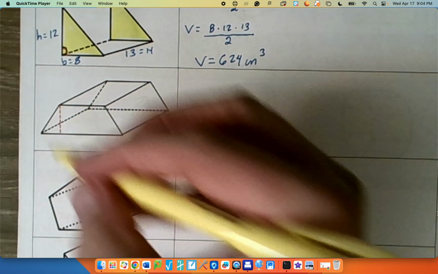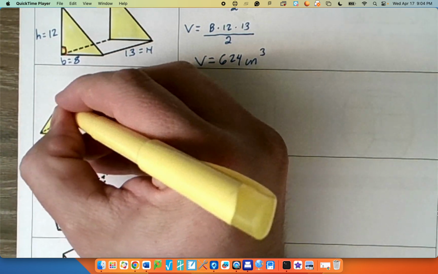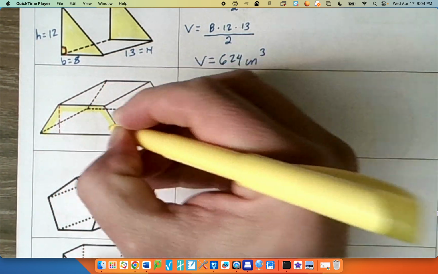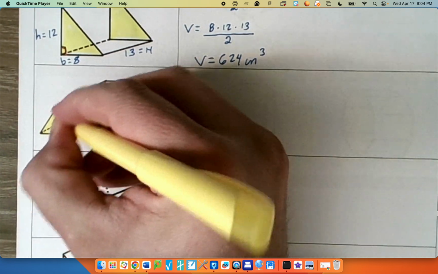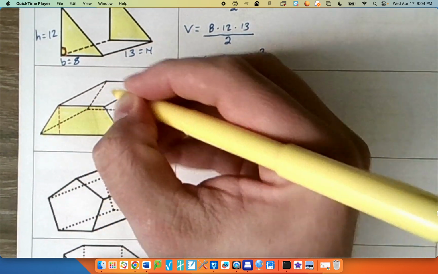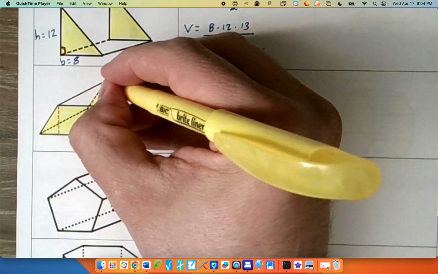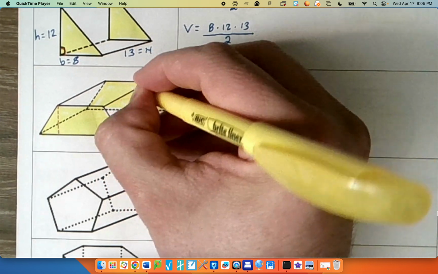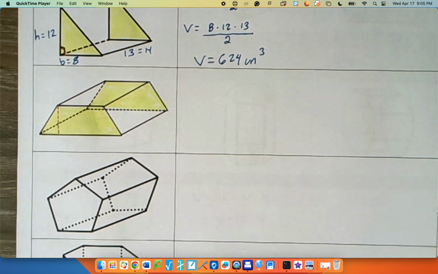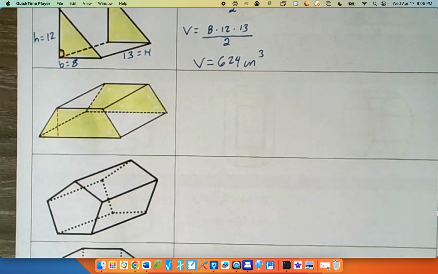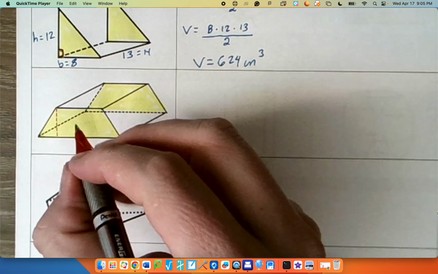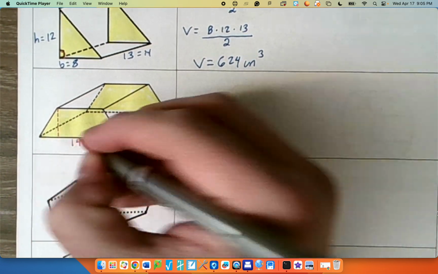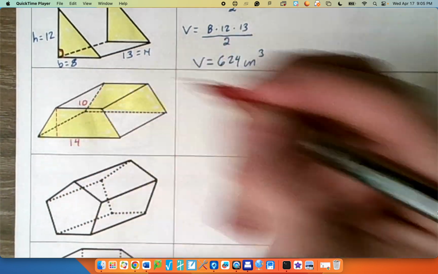Next one, we have a trapezoidal prism. It's been tipped over on its side, so it's not standing straight up like the other one. First job is to find that trapezoid right there. The other one's way back in the distance over here. All right, let's start by labeling all the stuff that we have in just our trapezoid. So this bottom length is going to be 14. This top length is going to be 10.